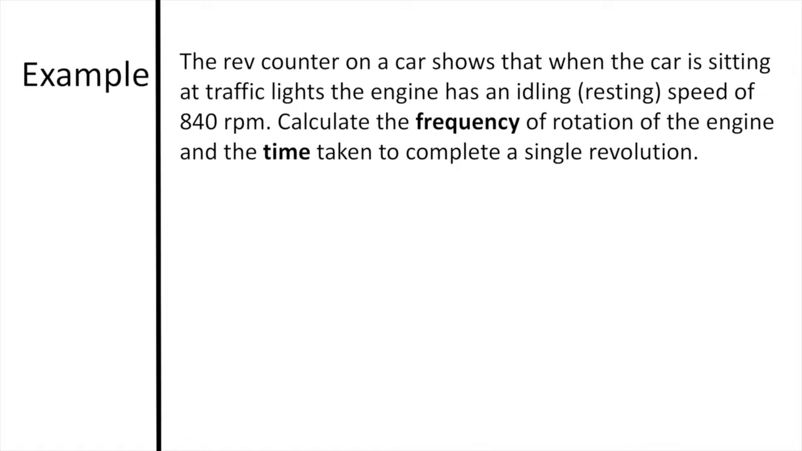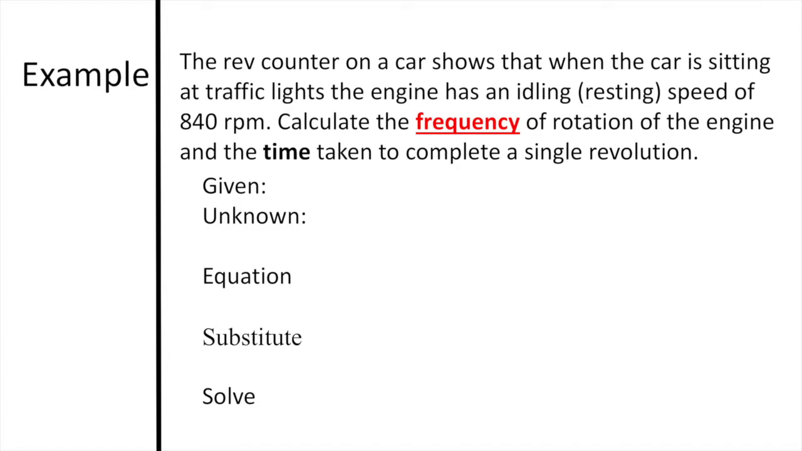The rev counter on a car shows that when the car is sitting at traffic lights, the engine has an idling or resting speed of 840 revolutions per minute, RPM. Calculate the frequency of rotation of the engine and the time taken to complete a single revolution. Go ahead and pause the video and start it back up when you're ready to check your answer.